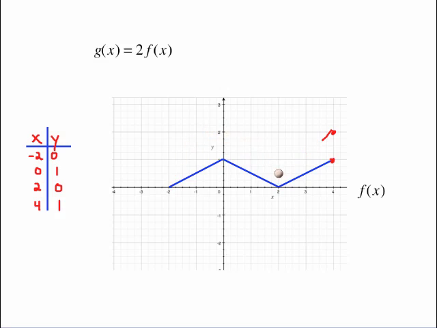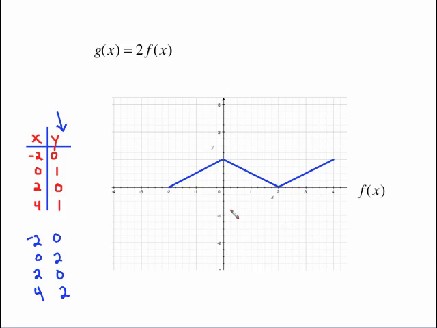But let's take this away and look at this from the t-chart standpoint. The t-chart tells me I need to make adjustments only on the y column. So all of these x values right down the column are going to stay what they were. Double each of these. 2 times 0 is 0. 2 times 1 is 2. 2 times 0 is 0. 2 times 1 is 2.